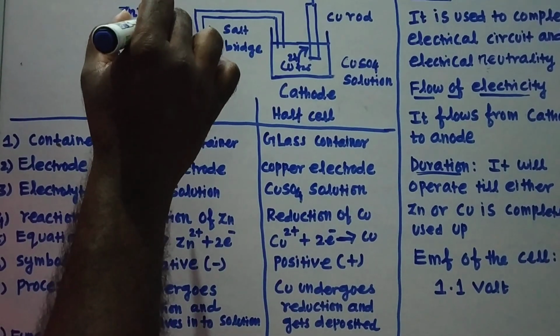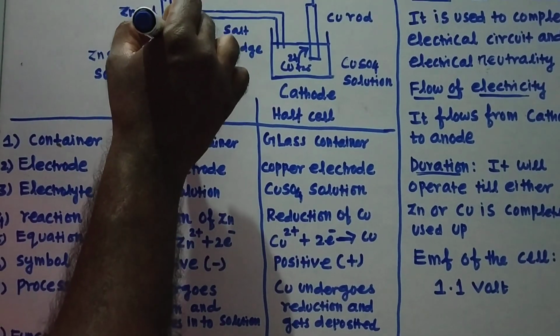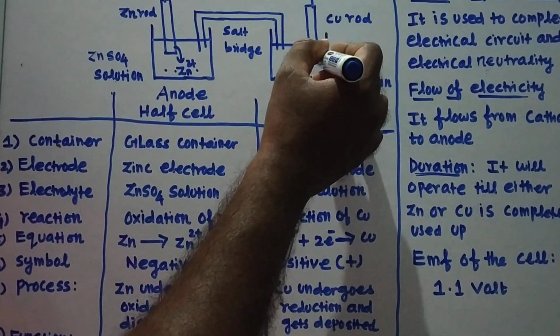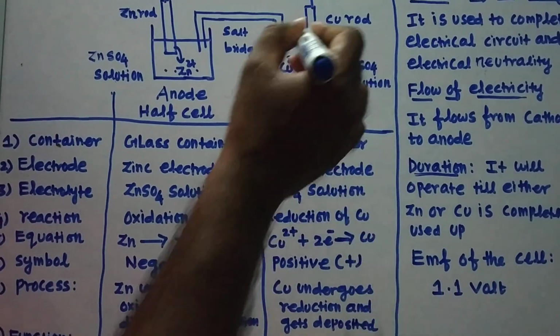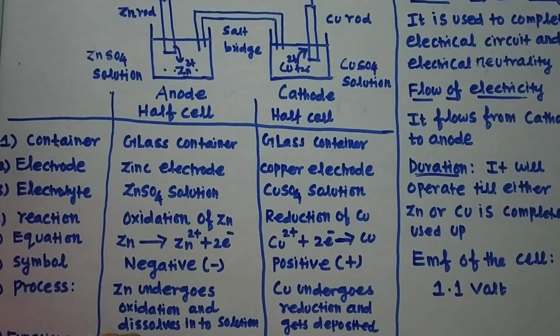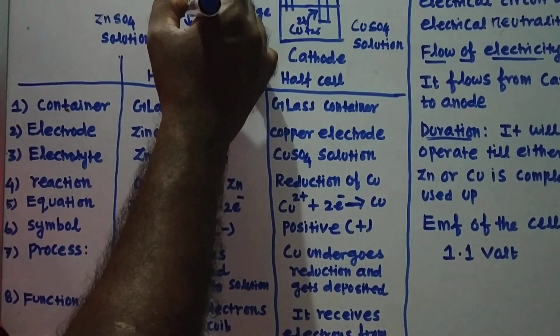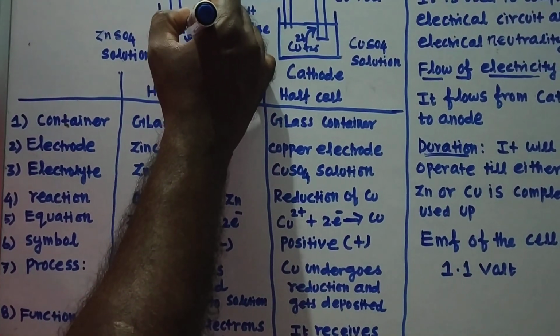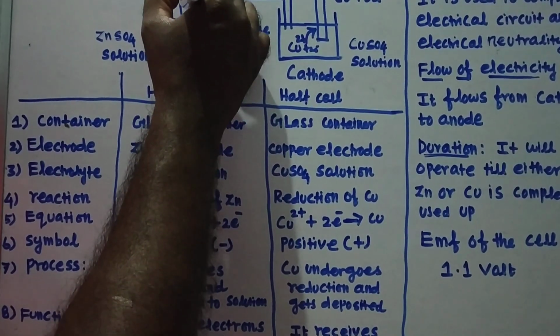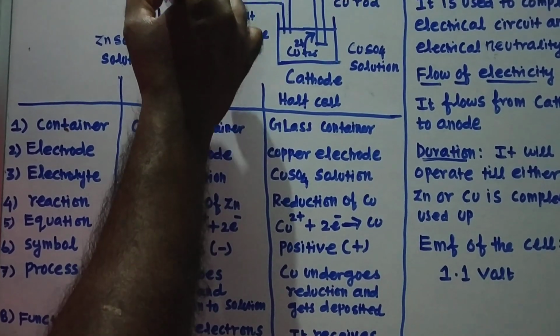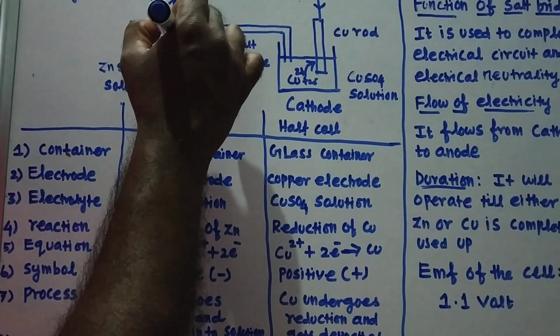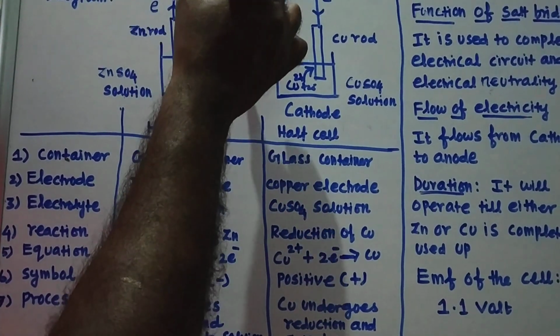And due to this, the zinc rod undergoes a decrease in size. The copper rod undergoes an increase in size. Then function: it sends electrons to the circuit. Due to oxidation, there is a production of 2 electrons. These 2 electrons flow to the circuit due to the oxidation. Therefore, it can send the electrons to the outside circuit.